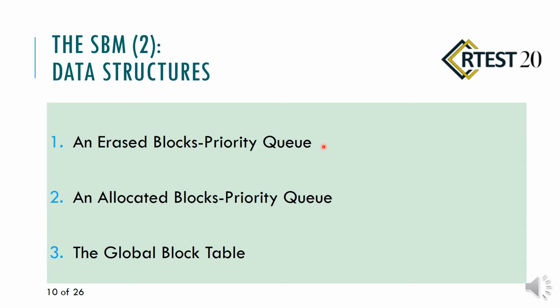A min-heap is a complete binary tree in which each node's key is less than or equal to its child nodes' keys. An allocated blocks priority queue holds allocated block scores, and it typically consists of two separate min-heaps. And finally, the global block table. The global block table stores all blocks residing in queues, whether allocated or raised, and the index of each block's metadata in the corresponding priority queue.